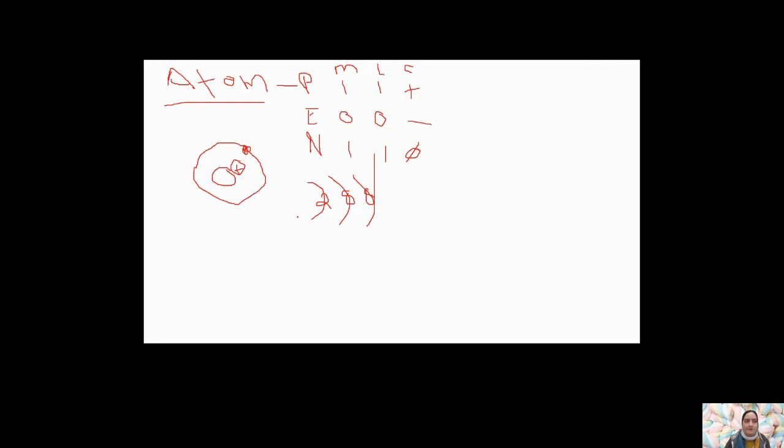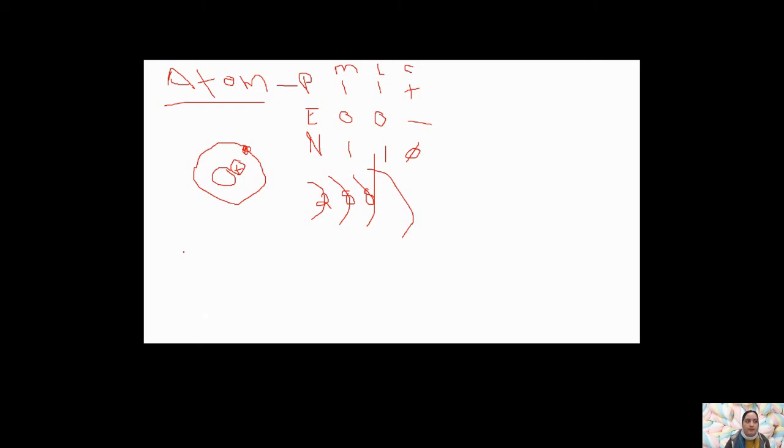So we can fit up to 2 electrons here, then we have to add another ring. We can fit up to 8 electrons on this one, so 2 plus 8 is a total of 10. If you have more than 10 electrons, you're going to need 3 rings, and this one can fit up to 8. And if it's more than 18, you're going to need a 4th ring, and so on. Okay? So this is basics of the atom.